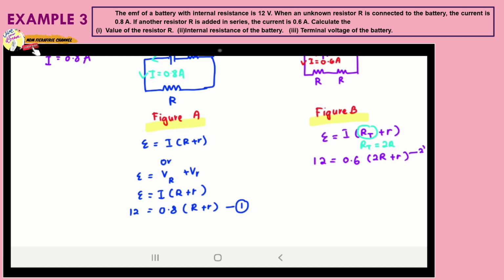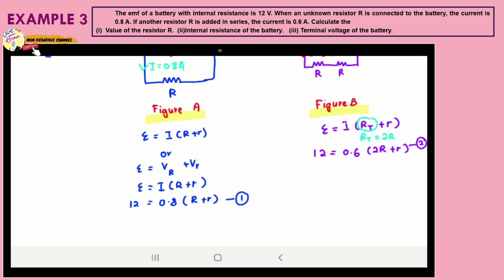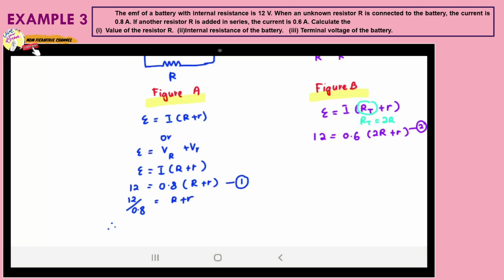Now let's insert equation number 1 into equation number 2. But before that, I want to simplify equation number 1 first. Let's write 12 divided by 0.8, and this is equal to R plus r. Therefore, small r is equal to 15 minus R. Let this be equation number 1.